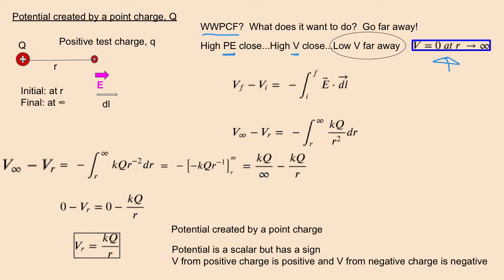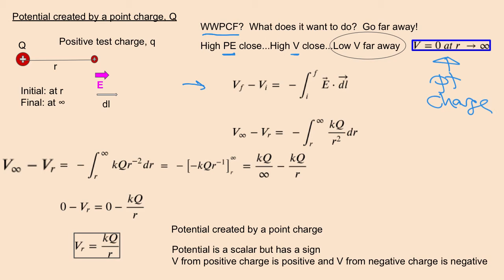Remember when we did gravity, that potential energy was 0 at R equals infinity, and it was because it was like a 1 over R thing. It's going to be exactly the same thing here. But this is for the potential created by a point charge, okay? So let's actually calculate the potential.